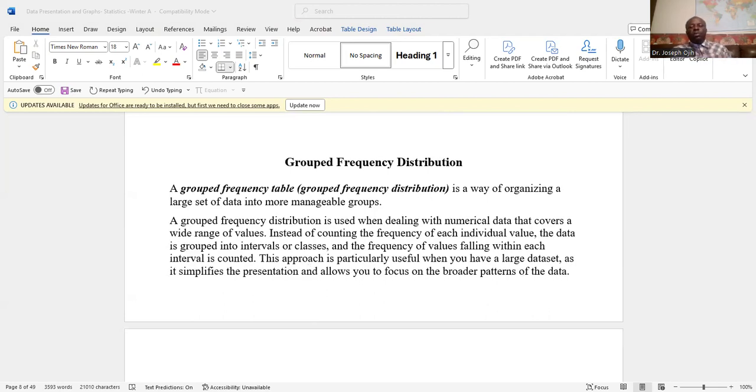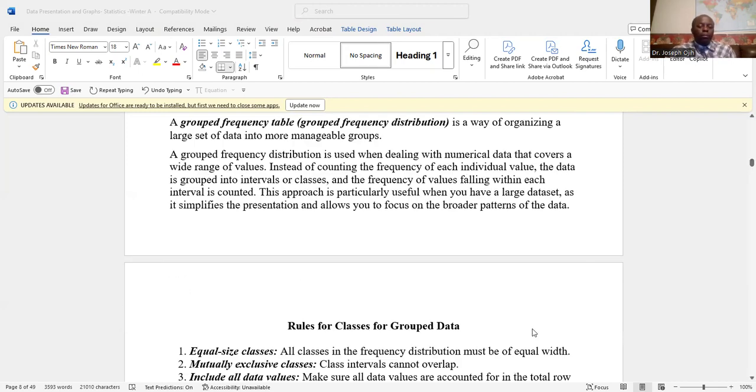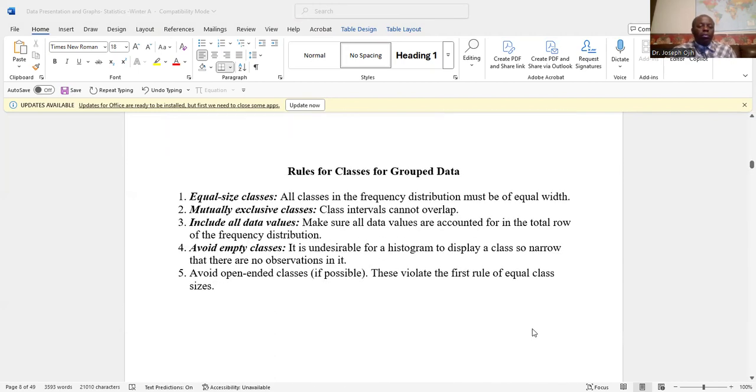A grouped frequency distribution is simply a way of organizing large data sets into more manageable groups. We normally use it when we are dealing with data that covers a wide range. Here are some simple rules we use when doing a grouped frequency distribution.